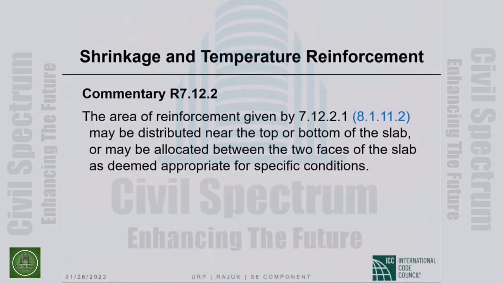The area of reinforcement given by what you just saw may be distributed near the top or bottom of the slab, or may be allocated between the two faces of the slab as deemed appropriate for specific conditions. This is something important you need to understand. Shrinkage reinforcement can be placed anywhere you like in the thickness of the member. Anywhere you like, or you can distribute it between the two faces. This is up to you. Flexural reinforcement has to be near the tension face. Shrinkage reinforcement can be anywhere in the thickness of the member.